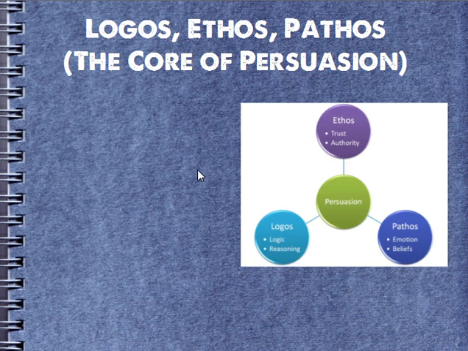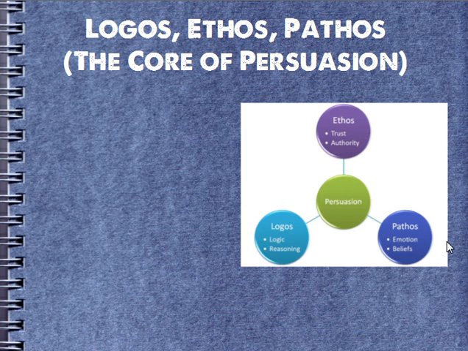Ethos, notice that these are not English words. These are actually Greek words. That's why they kind of look funny. Ethos forms from the word ethic, and it talks about trust and authority. So if someone is using ethos, they're trying to convince you that you should trust them, that they are a reliable authority, that they're someone you can actually rely on.